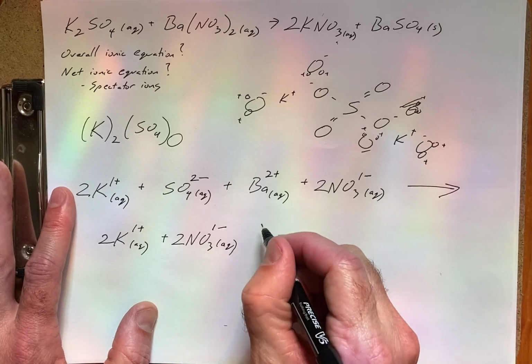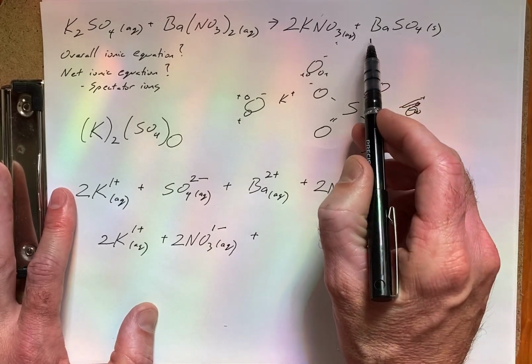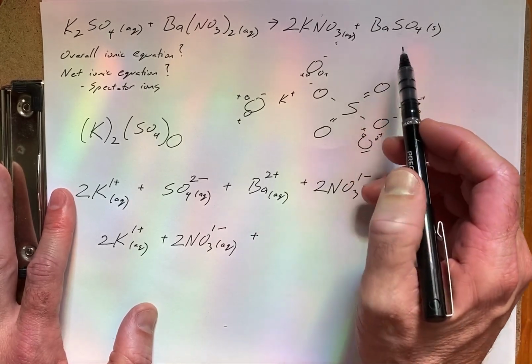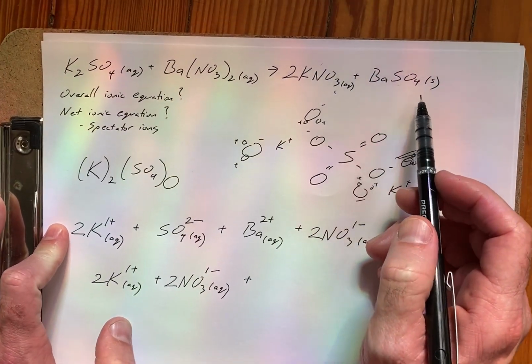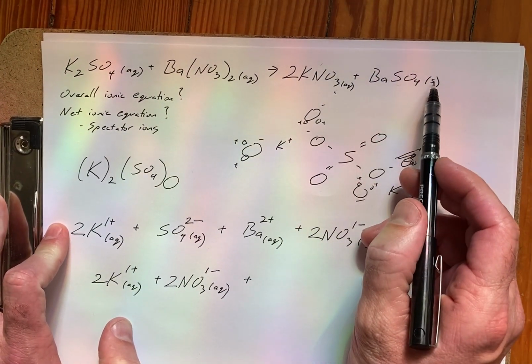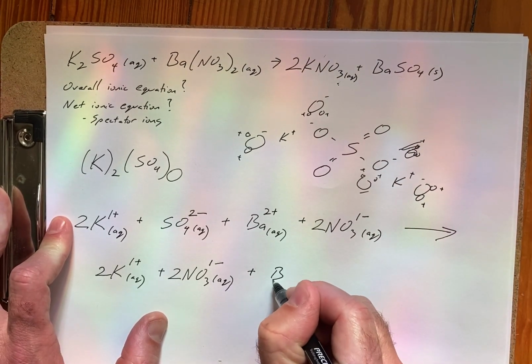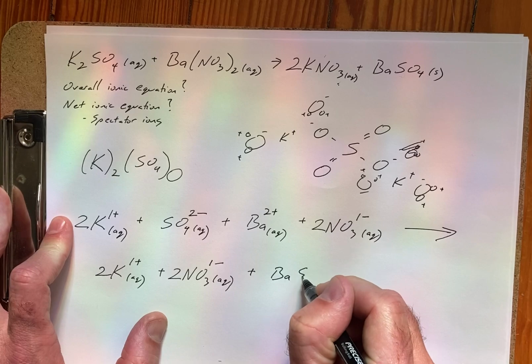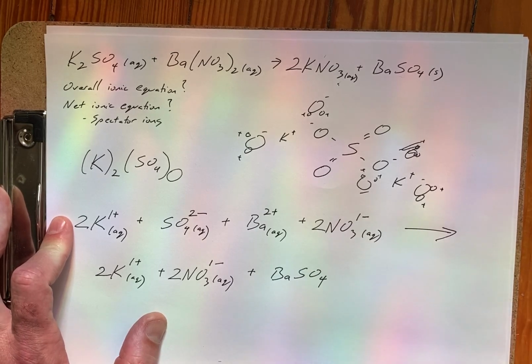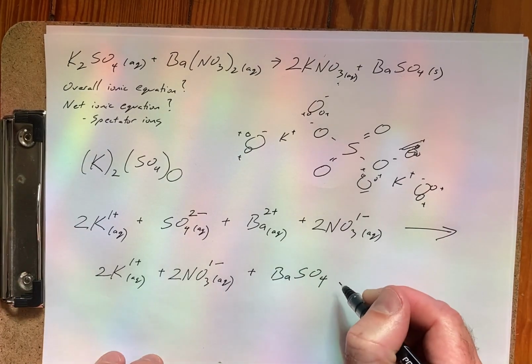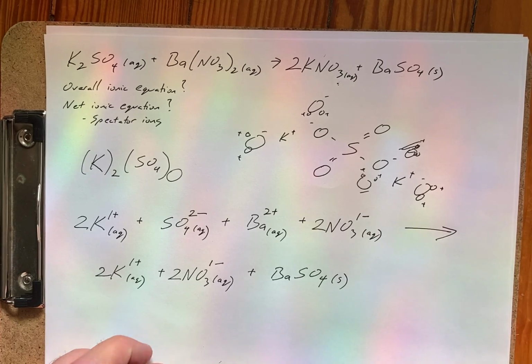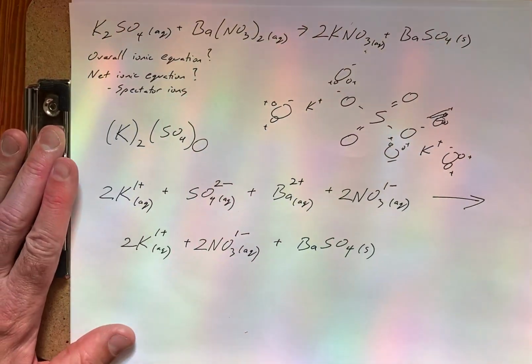Now we're done with the hard part. We do not need to disassociate barium sulfate. We should not disassociate barium sulfate because it's not dissolved. It's insoluble. It's a solid here. So we just carry it over just like it was in our formula equation into our overall ionic equation, and indicate that it is solid. It will precipitate out.